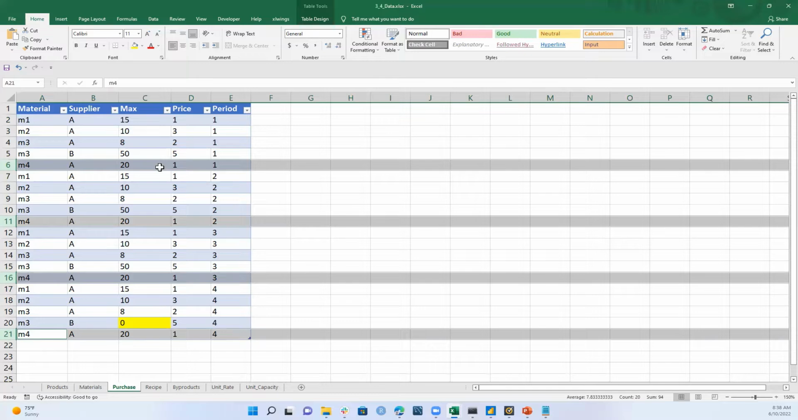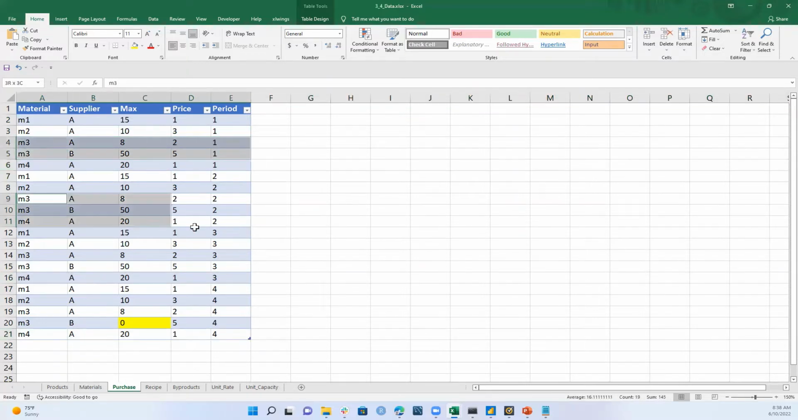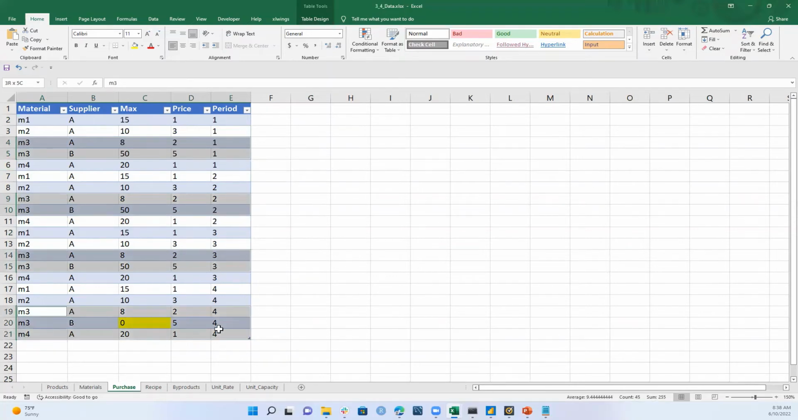For material 3, we're going to do something a little different. For material 3, you'll see that for the first few periods, we actually have static data. So suppliers A and B, the amount that we can procure from each supplier and the price at which we can do it is going to be static for periods 1, 2, and 3.